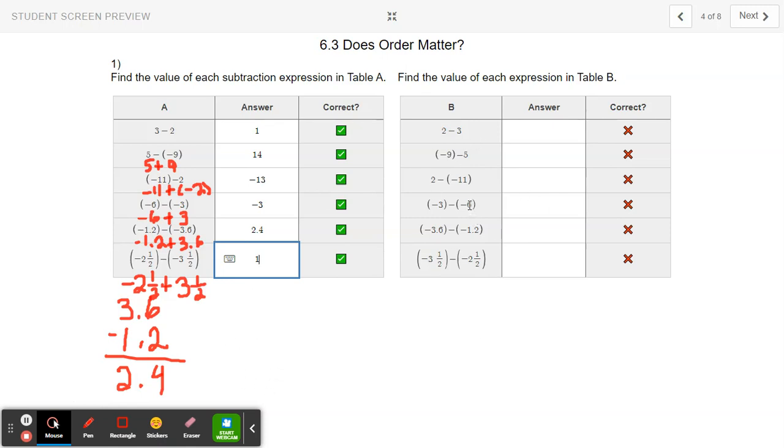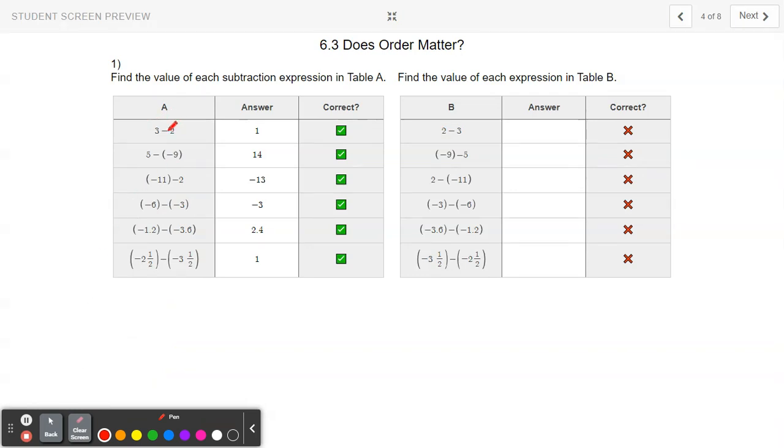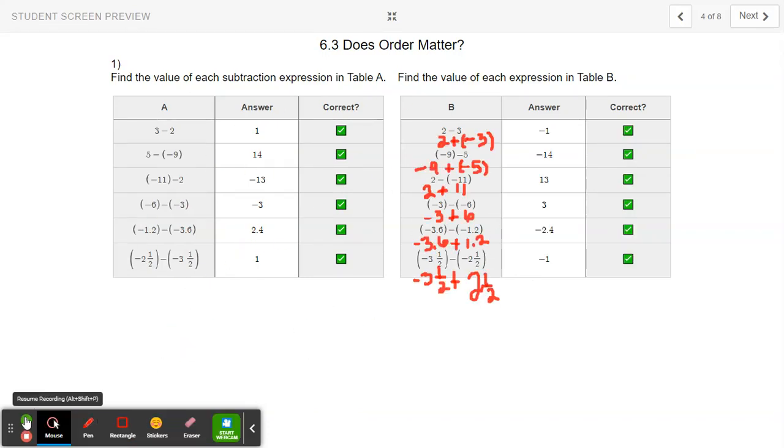On the other side, we're doing the same thing. We're finding the value of each expression. In this case, I'm noticing that every single one of these is the opposite of over here. So this was 3 minus 2. This is 2 minus 3. This was 5 minus negative 9. This is negative 9 minus 5. So they're just flipping the order. So go ahead and solve these in the same exact way as these and check out your work.